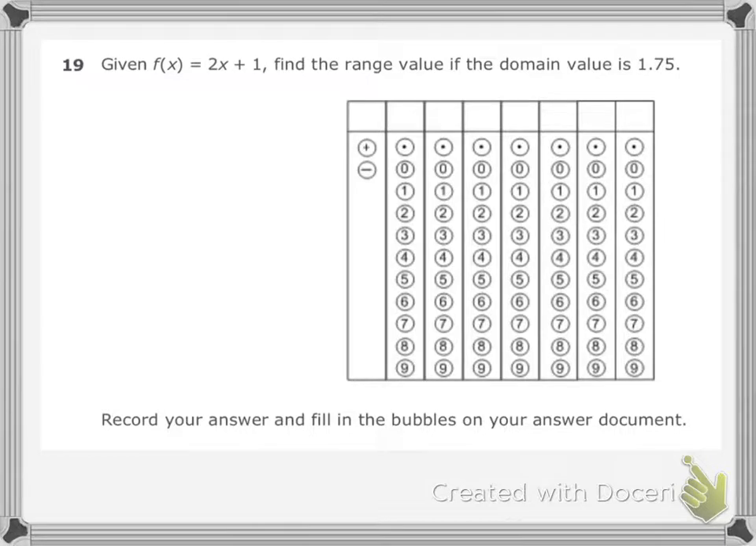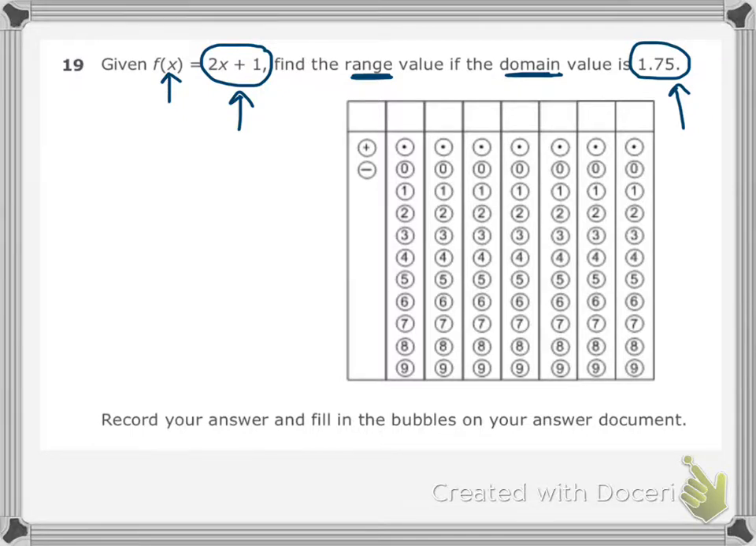All right, given f of x equals 2x plus 1, so we have this function, 2x plus 1. Find the range value, that's the output, if the domain value or input is 1.75. So it's giving us this input value. Now normally I would say go to your calculator, graph this, press Control T, look for this input of 1.75 and give me the output right next to it.